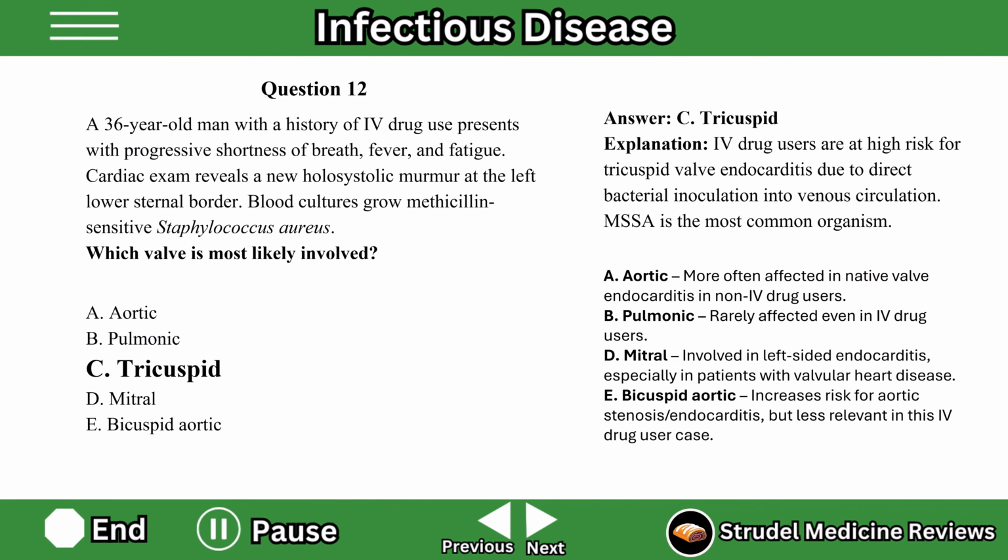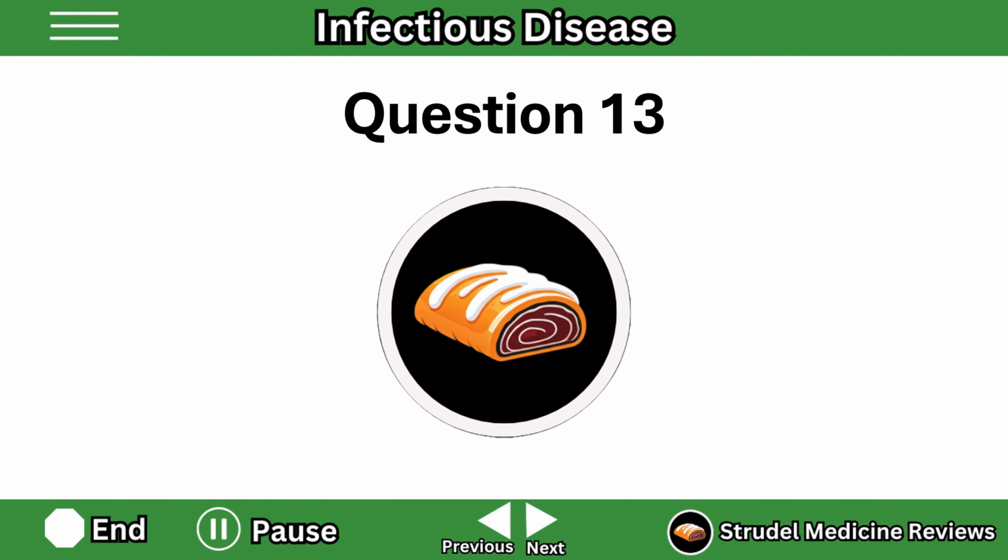Going over the incorrect answer choices. A, aortic valve is incorrect because, again, the tricuspid valve is the most commonly affected valve. B, pulmonic valve is rarely affected, even in IV drug users. D, mitral valve can be seen in left-sided endocarditis, especially with valvular heart disease, but typically that's when you want to think about your subacute endocarditis with your Viridans species. And bicuspid aortic valve can increase the risk of premature aortic stenosis, but less relevant in this case.